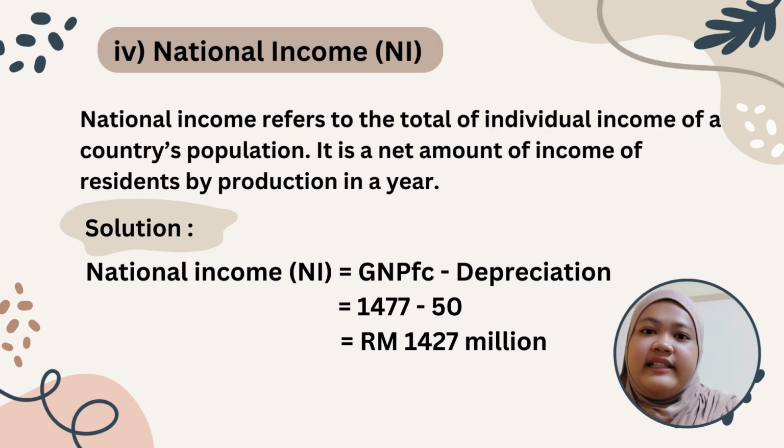Question 4 is national income. National income is the total of individual income of a country's population. For the national income formula, GNPFC minus depreciation. So 1,477 minus 50, and we got 1,427 million ringgit.